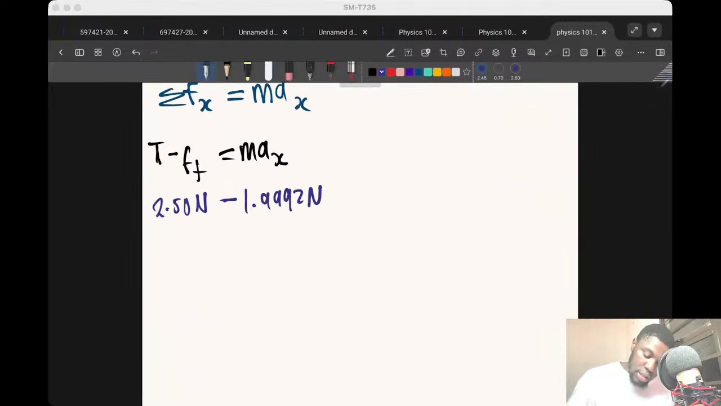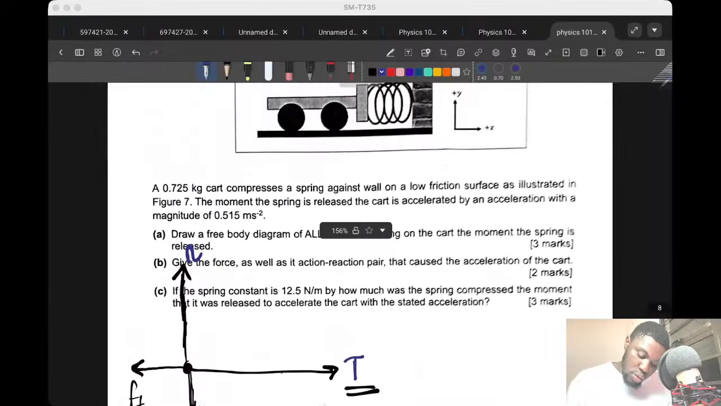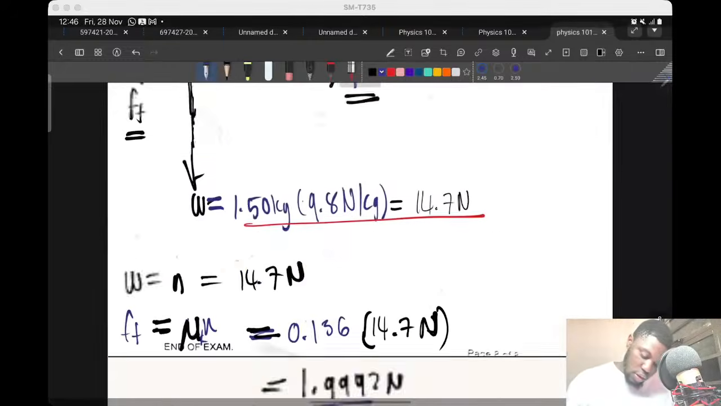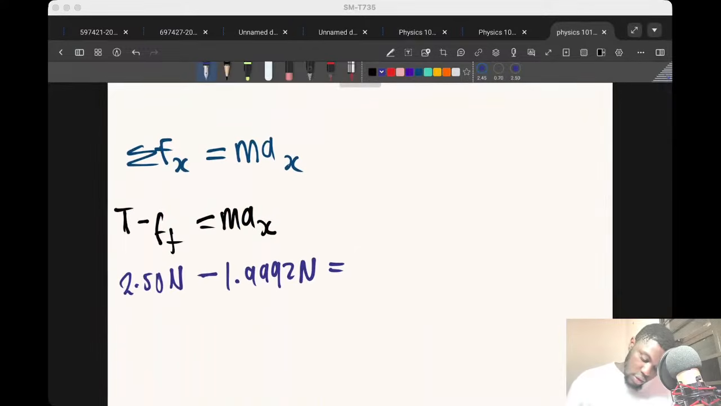1.9992 newtons. This is equal to mass. What is the mass of this object? Do we know? Yes, we know. Somewhere. Where is its mass? 1.50 kgs. So we're going to say it is going to be equal to 1.50 kgs by a in x.